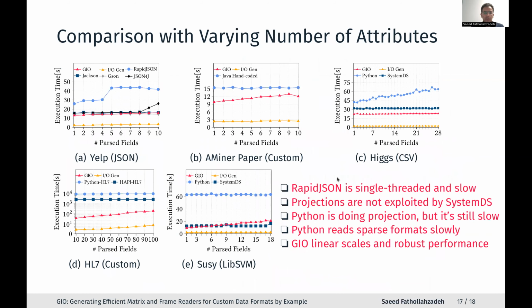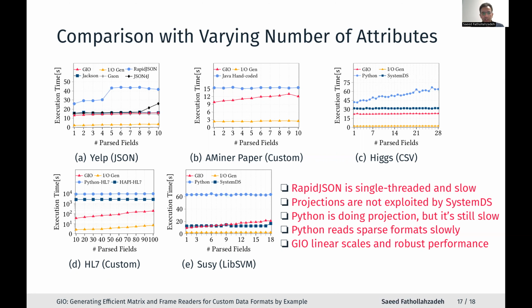As a final experiment, we ran different workloads with projection, which affected performance a lot. We increased the number of attributes from 1 to all. We found that, first, RapidJSON is slow because it is suitable for single-thread reader environments. SystemDS does not use projection, so it has good performance when we are reading the entire dataset.